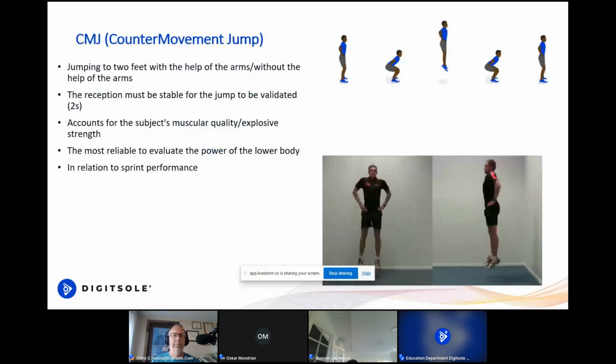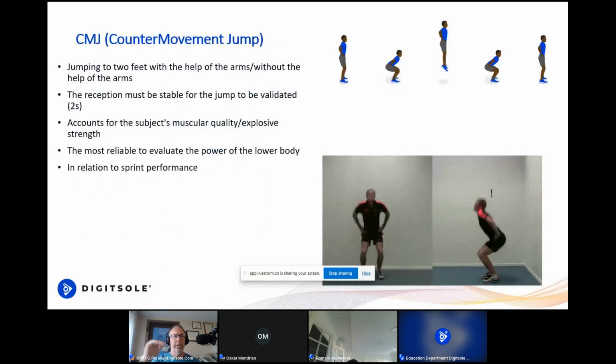So measuring the counter movement vertical jump. The counter movement vertical jump is used as a performance test. Typically, it's a test of strength and especially power. And so we're looking at the displacement, right? How high they can actually jump. As you can see here in the picture, it's really simple.